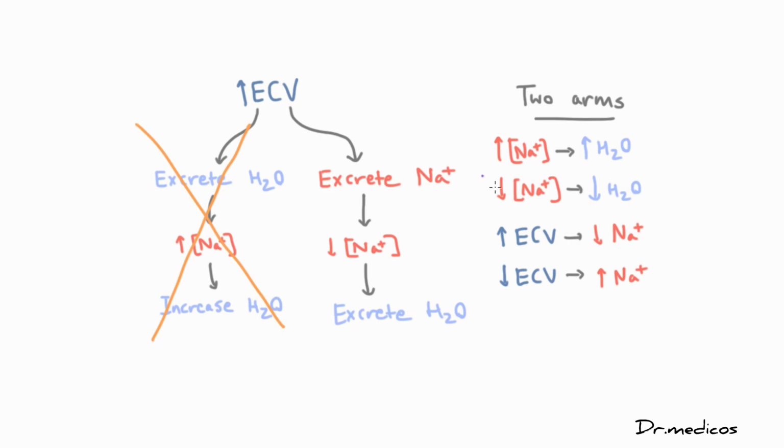And the reason it's the opposite is that this first arm here of the kidney is the faster and the more important reaction that happens. Altering amounts of water is much faster and easier than altering amounts of salt. So the kidney is going to do that as quickly as it can to keep sodium concentration constant.